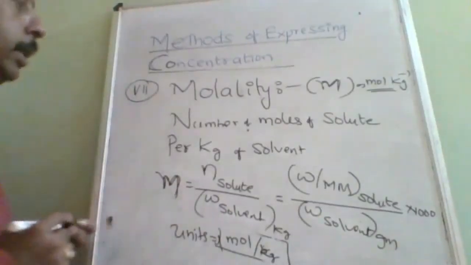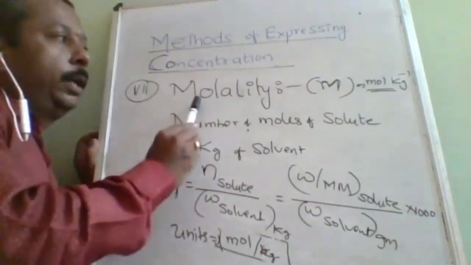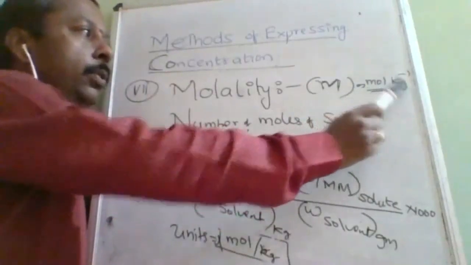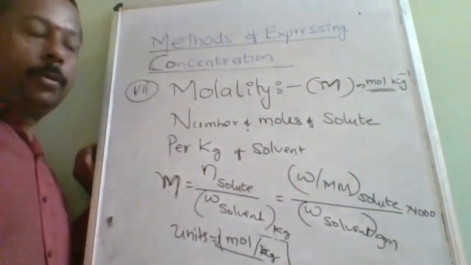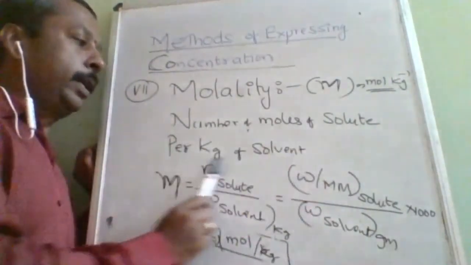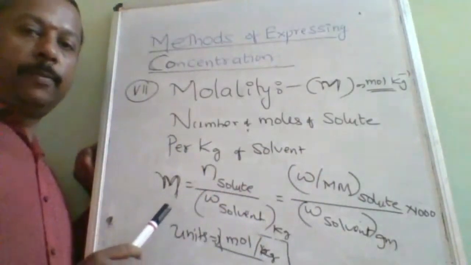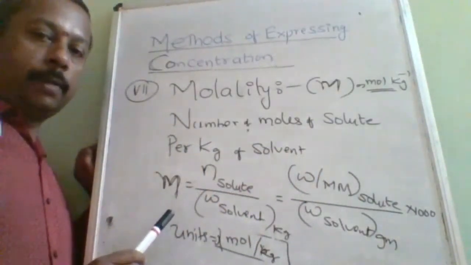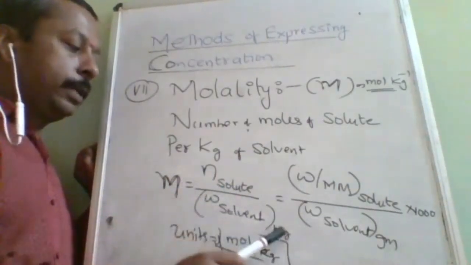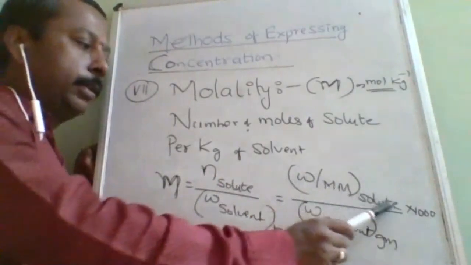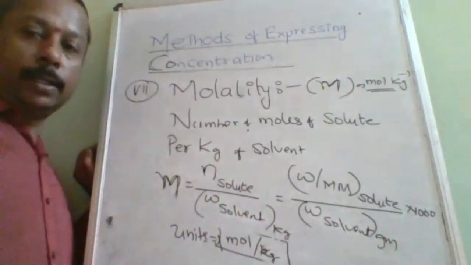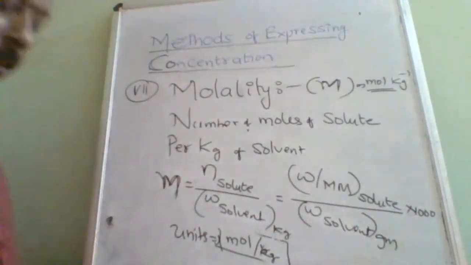Now let us take an overview of molality. Molality is denoted with small m, and units are mole kg inverse. It is defined as number of moles of solute per kg of solvent. Small m is equal to n solute upon mass of solvent in kg, that is, mass upon molecular mass of solute upon mass of solvent. If it is in grams, then multiply by 1000. Units are already given.